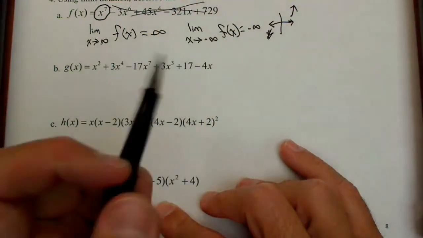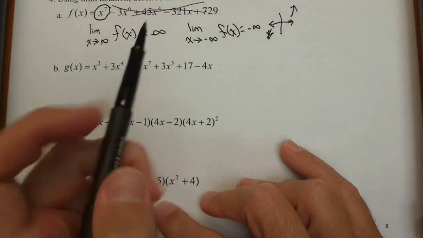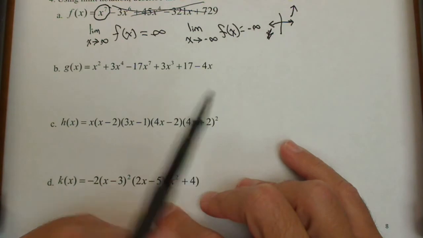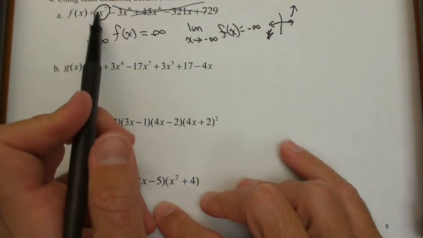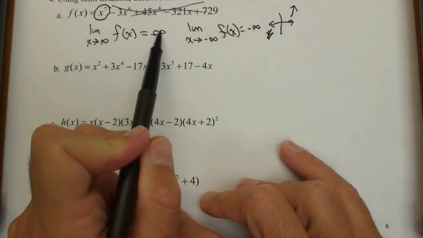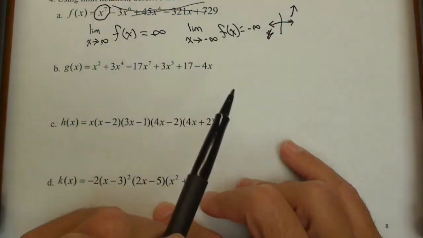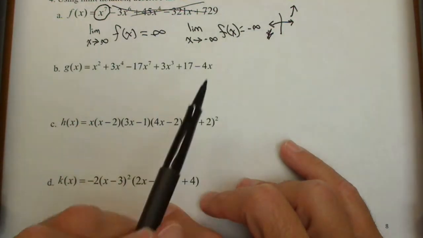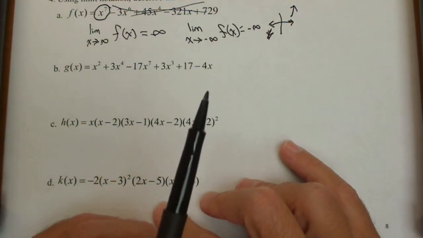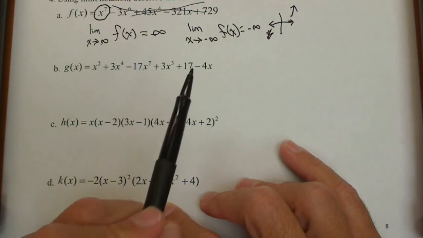So, a couple things to point out here. First off, when we have an odd degree, the ends go in opposite directions. Positive infinity, negative infinity. Because the lead coefficient was positive, going to positive x goes to positive y, going to negative x, going to negative y. So, again, we're going to try and generalize this so we can do this much more quickly.